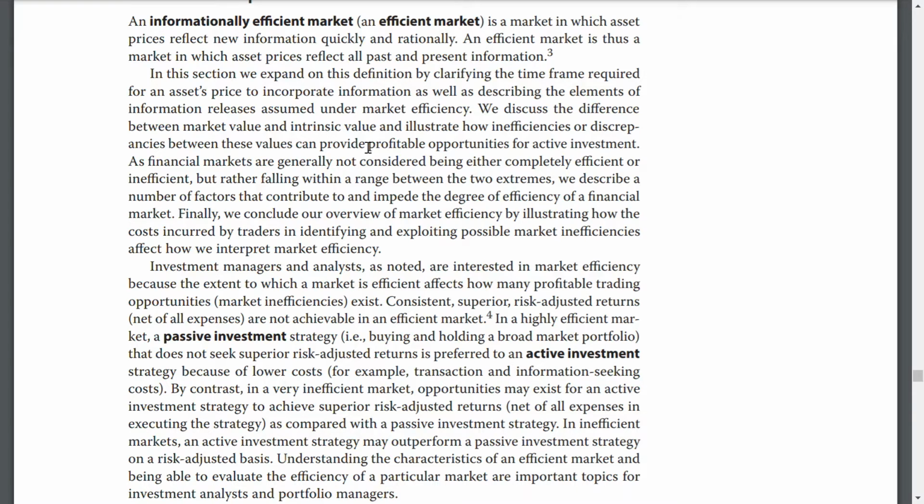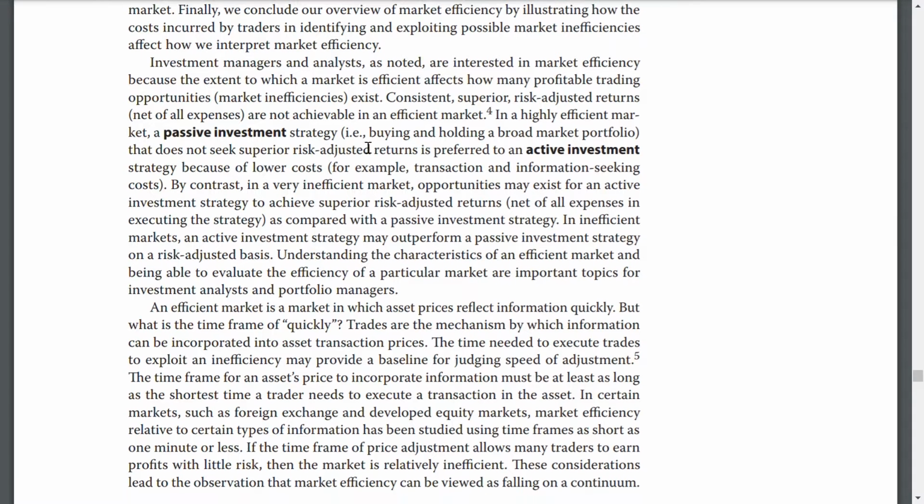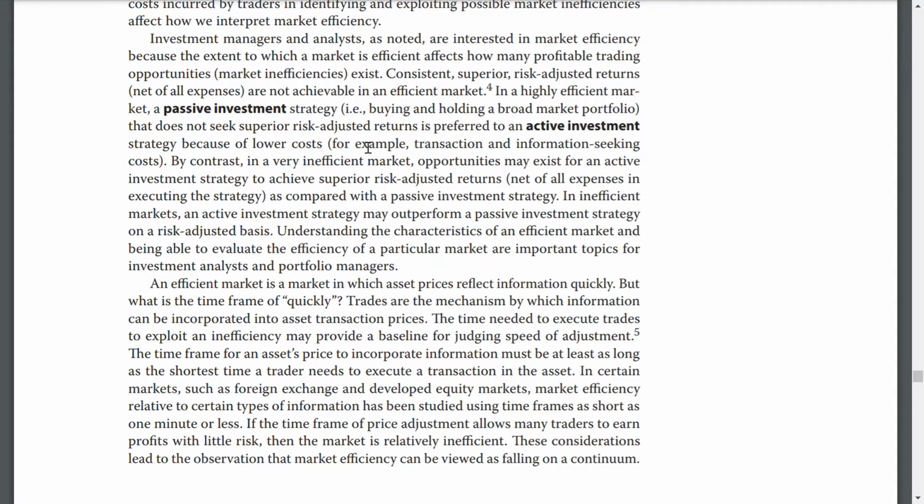Investment managers and analysts, as noted, are interested in market efficiency because the extent to which a market is efficient affects how many profitable trading opportunities exist. Consistently superior risk-adjusted returns are not achievable in an efficient market. In a highly efficient market, a passive investment strategy that does not seek superior risk-adjusted returns is preferred to an active investment strategy because of lower costs.